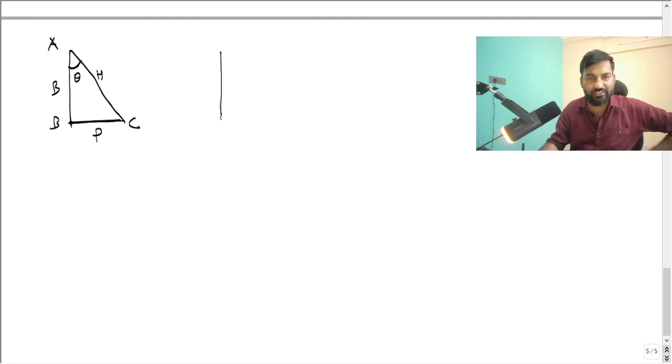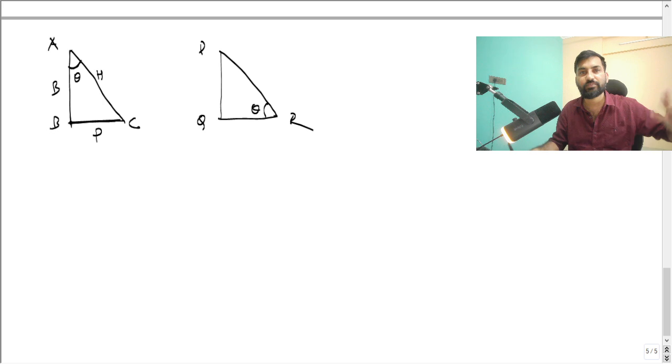Let's say you have a triangle like this, and this is theta. Now tell me, in PQRS, which one is perpendicular? This is the perpendicular height. This is going to be the base and this is going to be the hypotenuse, right?